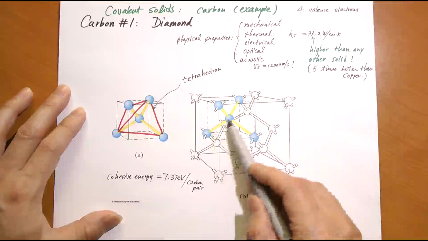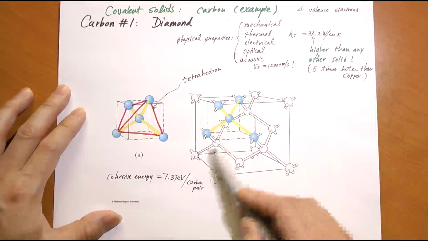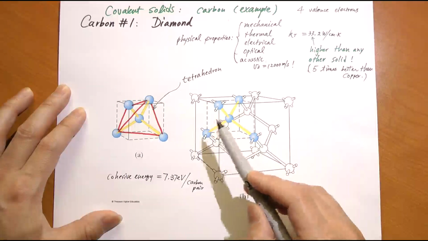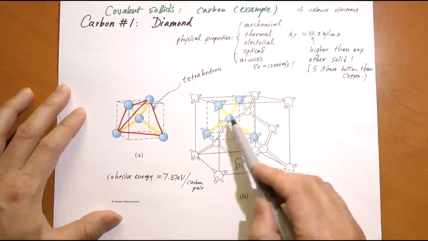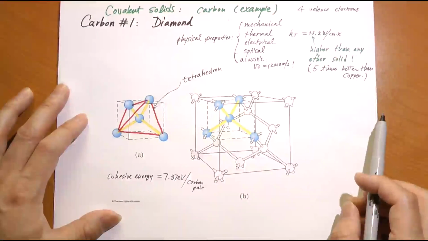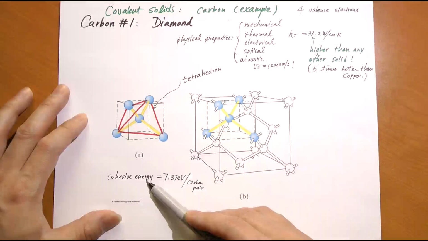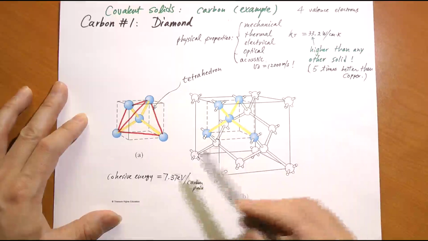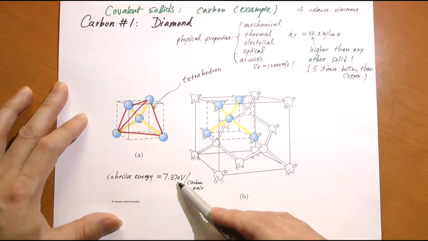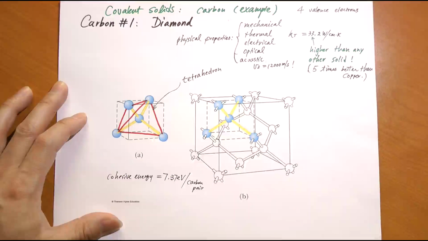Not only so, this guy bonds to here, and it bonds to here, bonds to here. Every carbon atom is attached to every other atom in the entire structure through all these multiple bonds. And the cohesive energy, which is the energy it takes to break a carbon atom pair, is 7.37 eV. That's also pretty large.